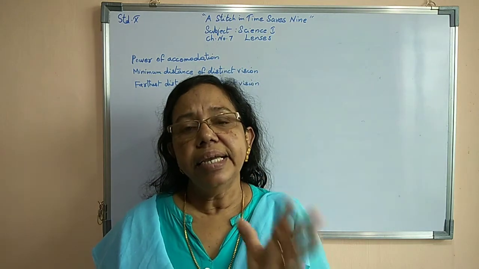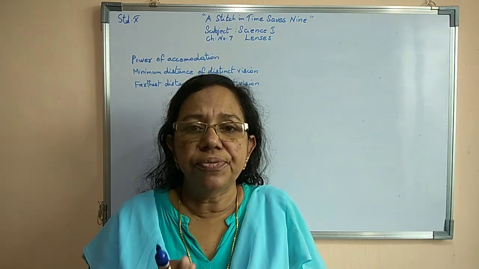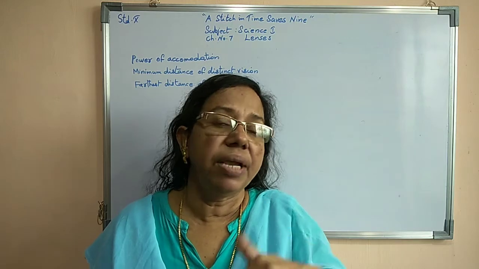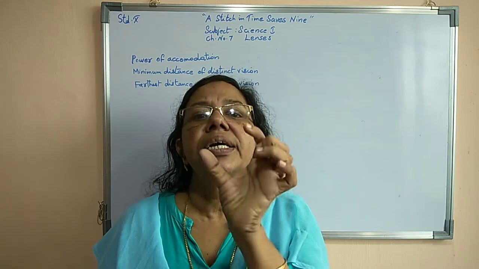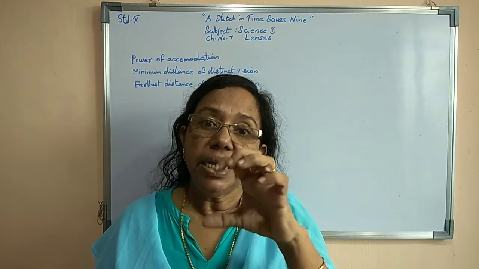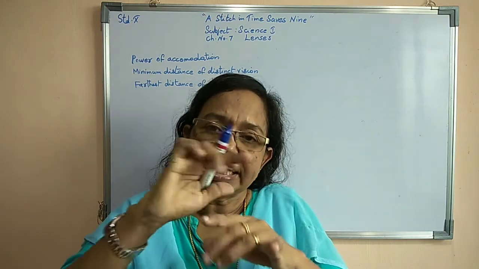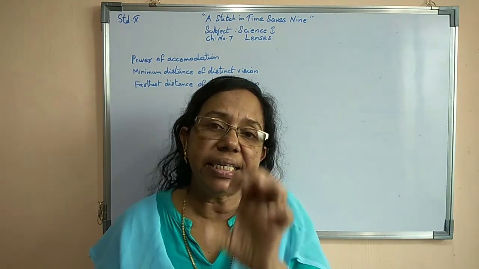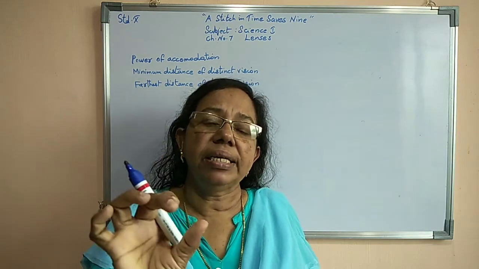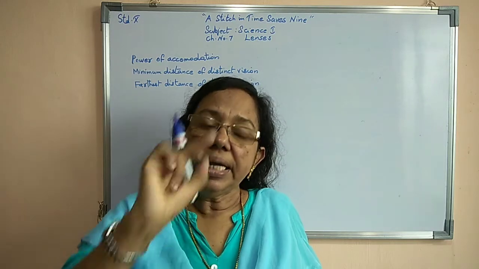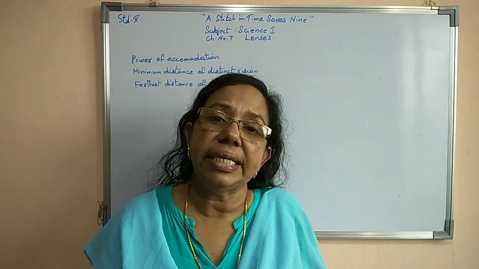We can say that if a person wants to see a faraway object, its eye lens flattens. In case of a nearby object, at that particular time the eye lens gets rounded. As a result, if the eye lens gets rounded, the focal length of the eye lens decreases. If the eye lens flattens, then the focal length of the eye lens increases.